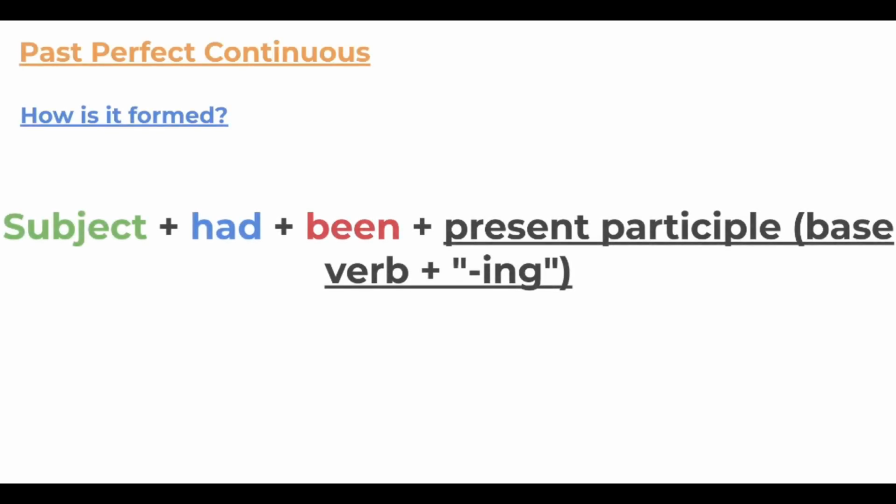Okay, so quickly here's the formula. You have your subject, had, auxiliary verb, past participle, been, and then the present participle, which is that ing. So I know it looks a bit long and overwhelming, but I think with some examples it will be a lot clearer.